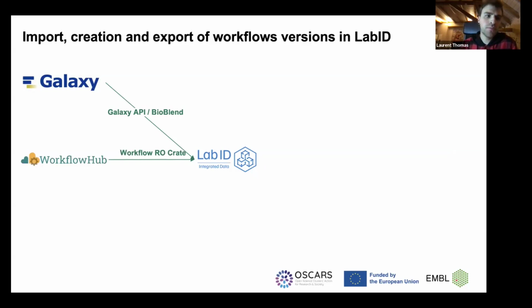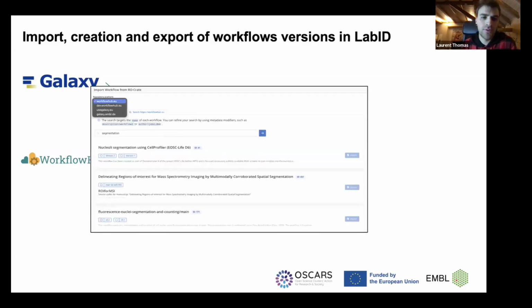The second way to get workflows into LabID is to import from Workflow Hub, for instance, and there we are leveraging the Workflow RO-Crate, which is a generic format to share workflows. So in theory, we would be able to import from pretty much any repository which can provide a generic Workflow RO-Crate. And there, again, the user experience is quite straightforward. They can select from which repository they want to import, and again, either copy-paste a URL to a public workflow or do a direct search of these registries and import it within LabID.